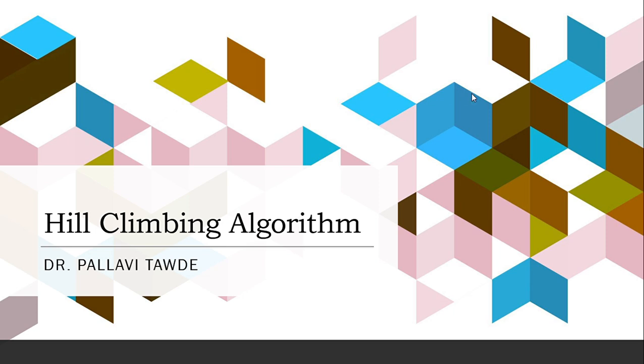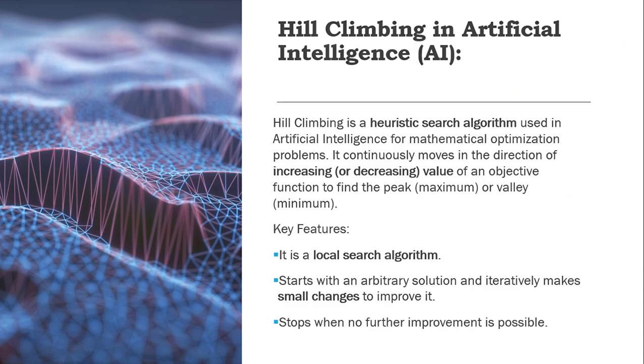Hello all, in this video we are going to learn the hill climbing algorithm. Hill climbing is a heuristic search algorithm used in artificial intelligence for mathematical optimization problems. It continuously moves in the direction of increasing or decreasing value of an objective function to find the peak, that is a maximum, or a minimum value.